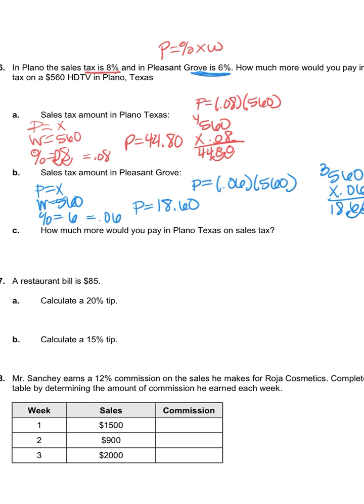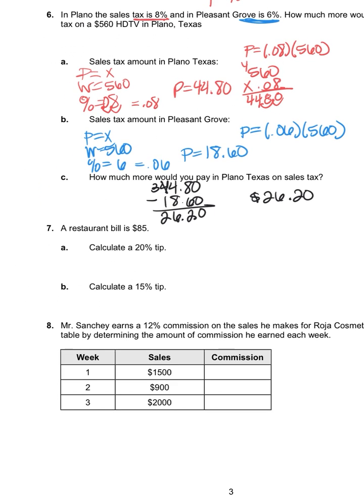And my tax here is $18.60. The final question is wanting to know how much more Plano, Texas would be on sales tax than Pleasant Grove. So we need to take both of our numbers and subtract them. I'm going to do 44.80 minus 18.60. And please do remember that when you are subtracting, you must line up your decimals. 0 minus 0 is 0. 8 minus 6 is 2. I cannot do 4 minus 8, so I must borrow and carry. 14 minus 8 is 6. And then 3 minus 1 is 2. So Plano is charging $26.20 more than Pleasant Grove.